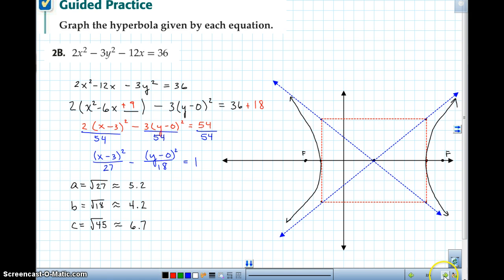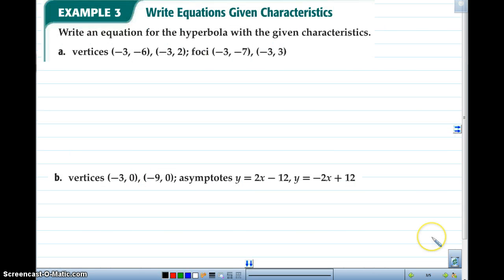Let's go on to the next example. Sometimes it'll just give you the characteristics of the hyperbola and want you to write the equation. So again, very similar to when we had ellipses. If you need to, you can graph these coordinates, but if you use your midpoint formula or just some general logic, you should be able to find out a lot of the things without graphing them.